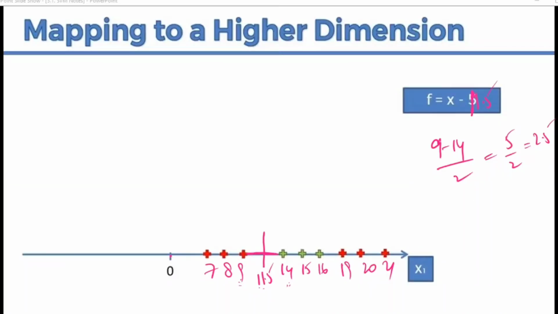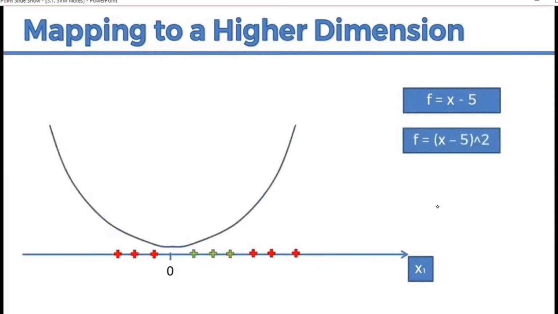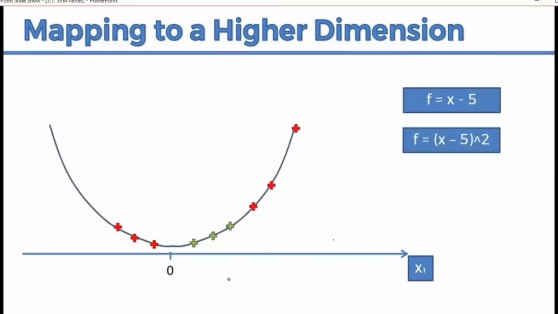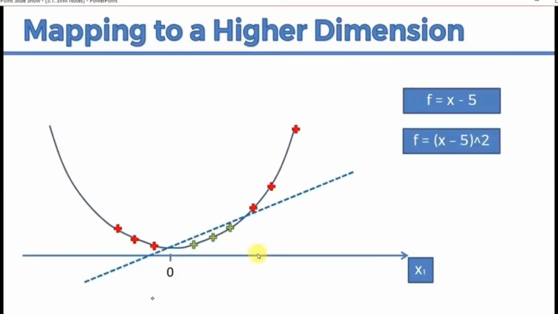Once the data points are separated, like this, the data points are separated. Whatever the minus is there, after doing the minus, the data points have come to the left side of the 0. Now I'm going to project them. After projecting them, simply I'm going to make a line. Is that clear?